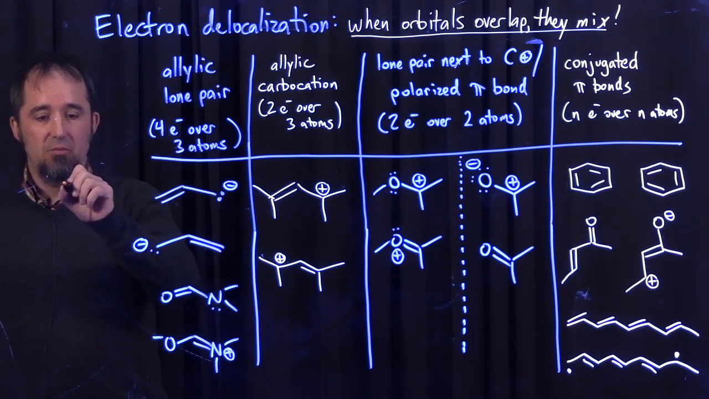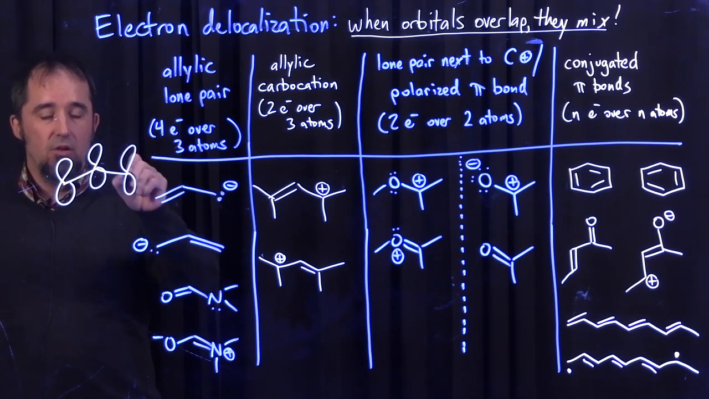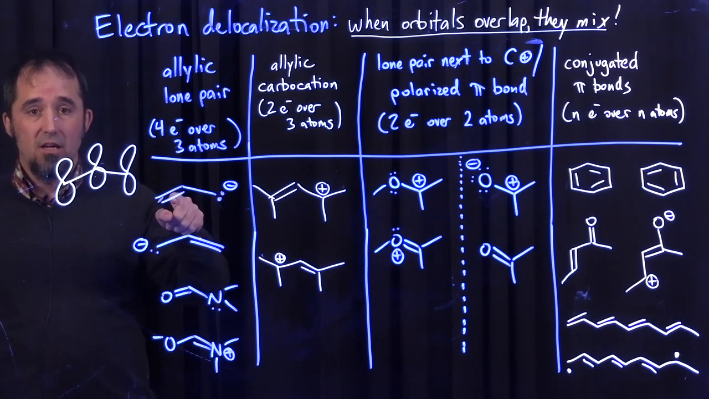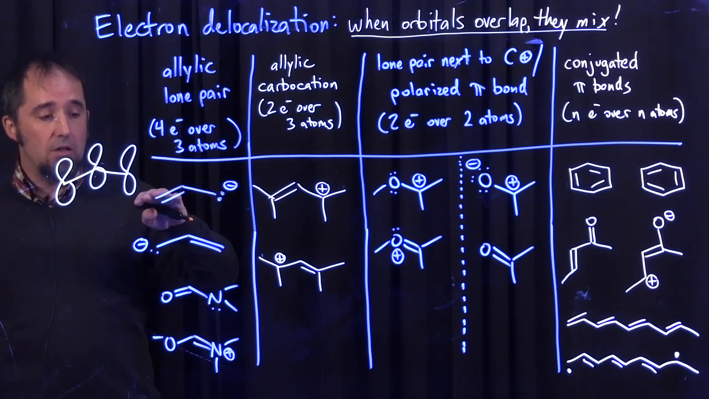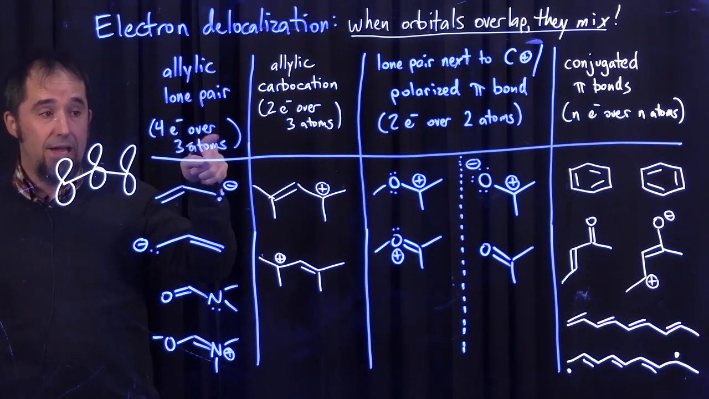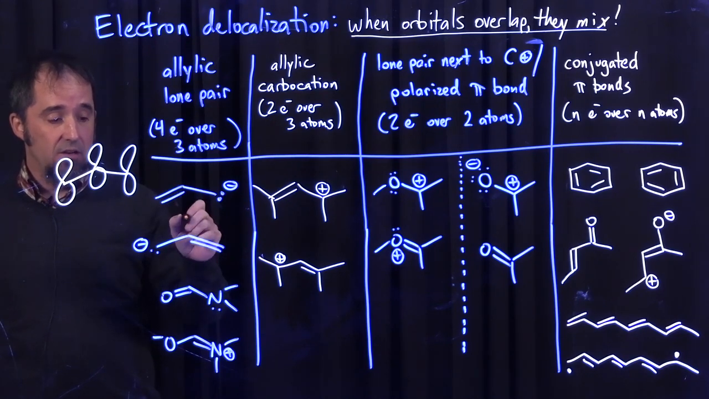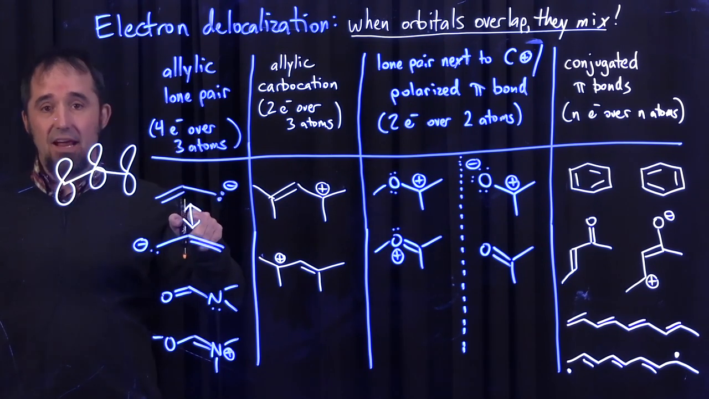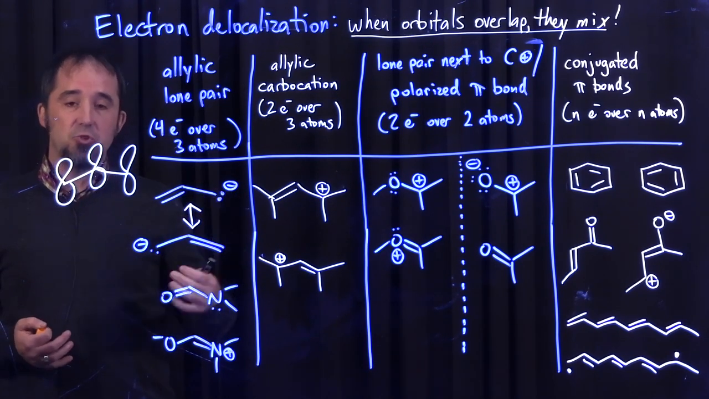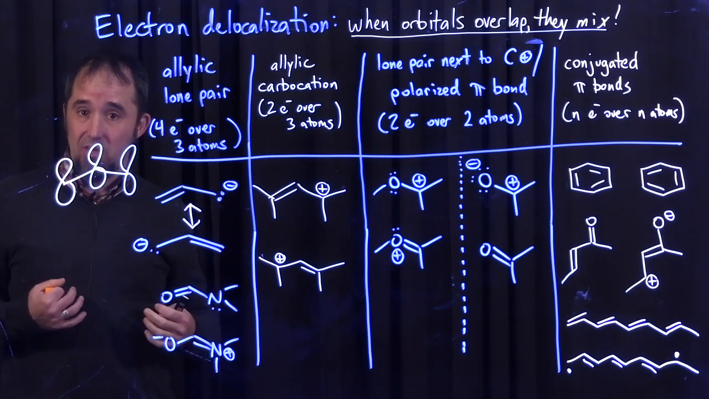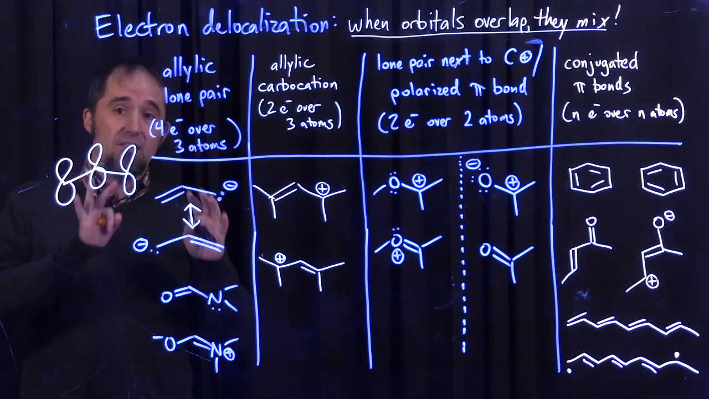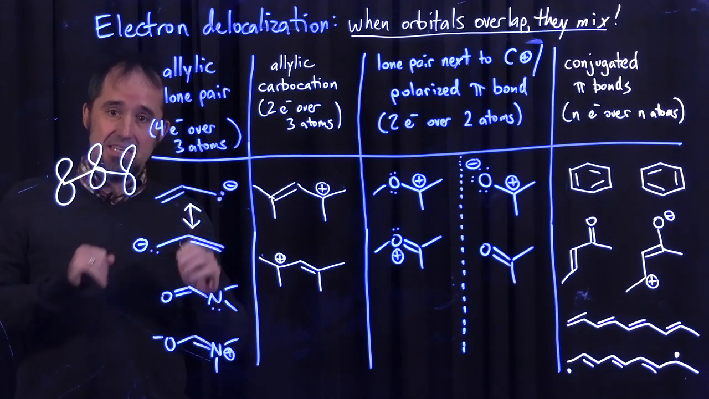overlapping each other. So again, you can picture all of these p orbitals overlapping each other. Here I've got 4 electrons in that system, a lone pair on this carbon and a pi bond here. And so I can think about those 4 electrons spread out over the 3 atoms. And so I can show that by showing different resonance structures. This double-headed arrow means that these are 2 ways of drawing the same thing. And to be really clear, this isn't bouncing back and forth, right? This is just 2 ways of drawing, representing the same thing.